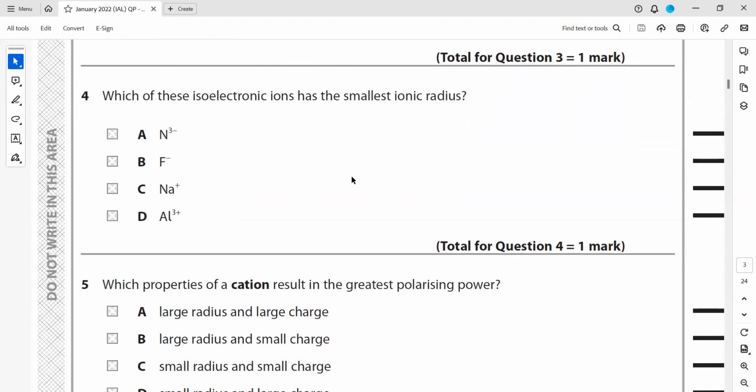Which of these isoelectronic ions has the smallest radius? They all have the same number of electrons, 10 electrons in their outermost shell. But here 7 protons are attracting, here 9 protons, here 11 protons, and here 13 protons are attracting. So each electron will experience a stronger attraction. As a result, the size of the ion will be small. So the smallest is aluminium. If the question was the largest ionic radius, the one with more electrons and fewer protons, in that case, it will be nitrogen.